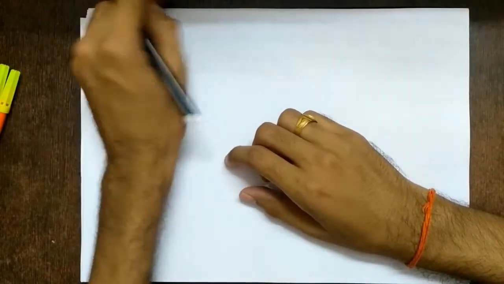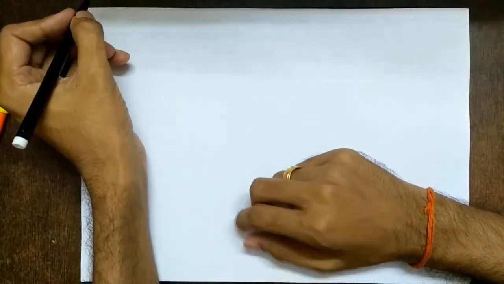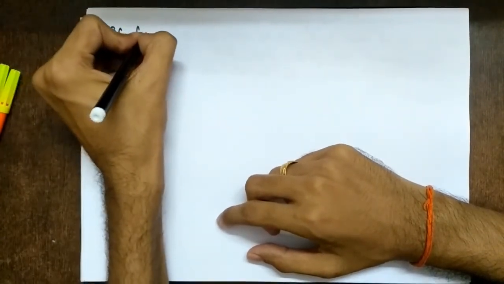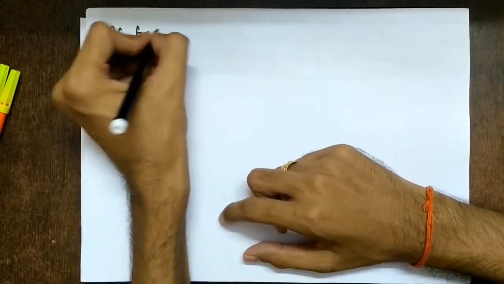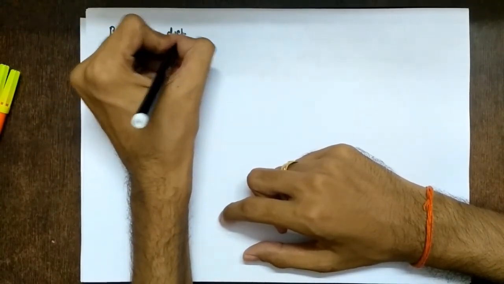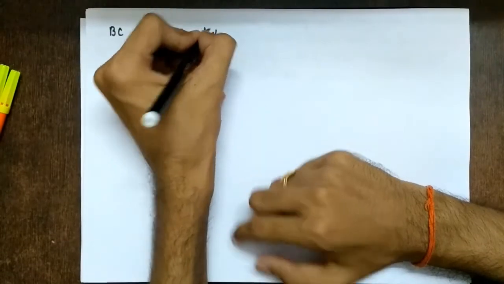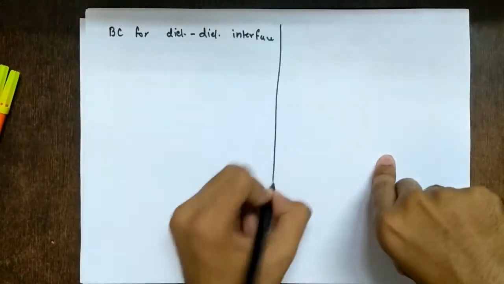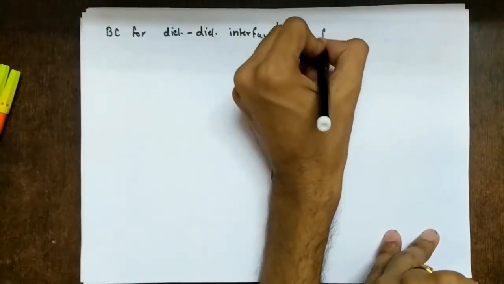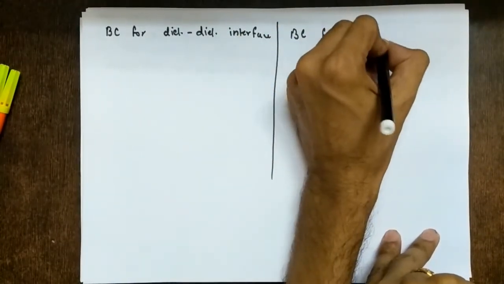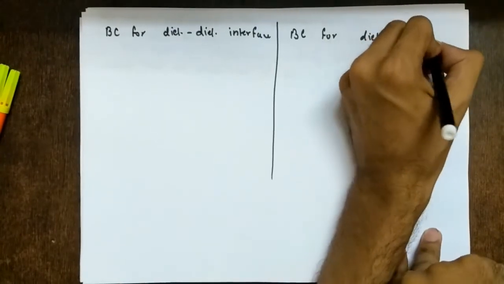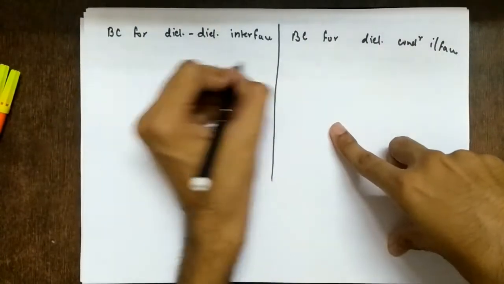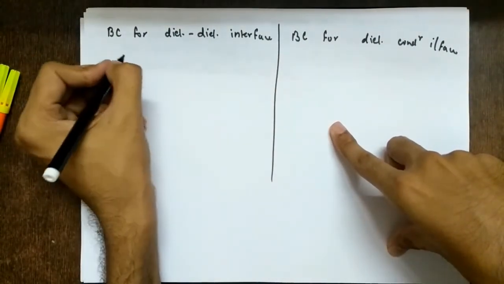So last week we started with a new topic. What was that? Boundary conditions, right? So let me note down the equations for that. We had two ways in that: boundary conditions for dielectric interface, and the other we had boundary conditions for dielectric conductor interface, right? So what are the boundary conditions for dielectric interface?